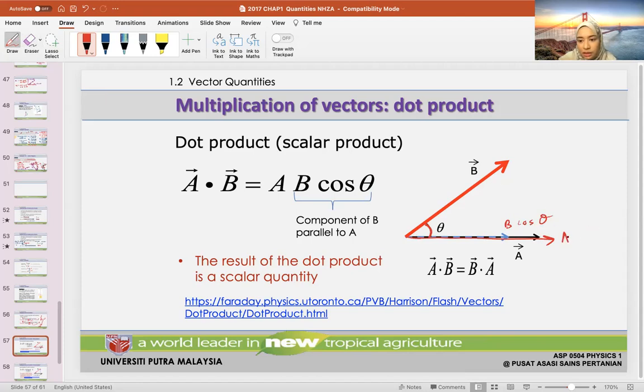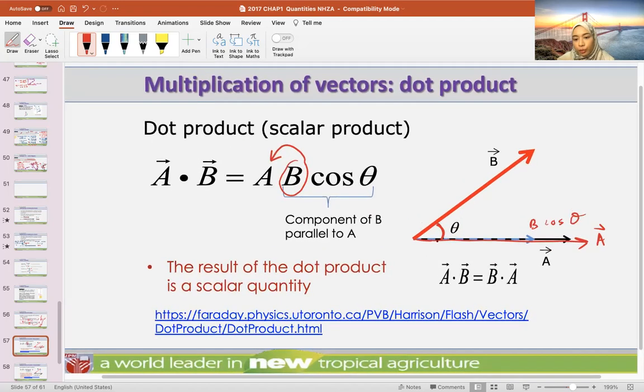Okay, let me repeat myself. I know it's a little bit confusing. So when you have two vectors and you are finding the dot product, what you are actually doing is finding one vector in terms of the other vector. Okay, so I have B vector over here. I want to find out what is the component in the same axis as A. So to find the component in the same axis as A, it becomes B cosine theta.